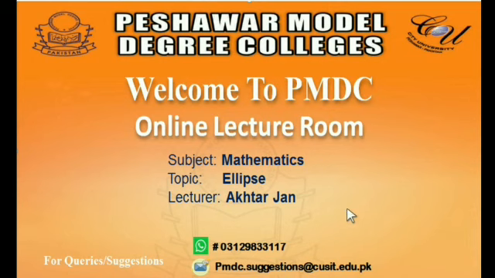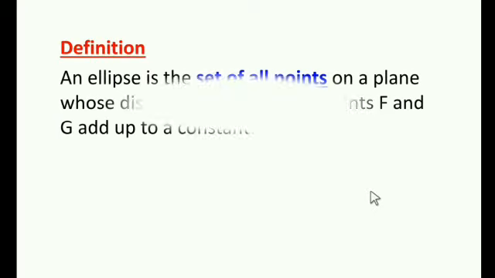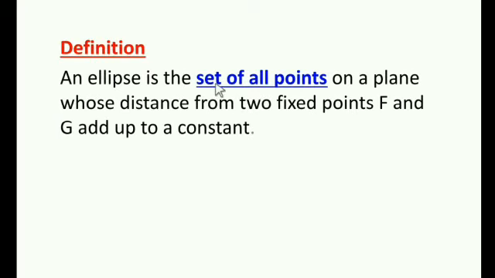Today we will discuss ellipse, which is of second year mathematics, chapter number 8. Ellipse. Definition: an ellipse is the set of all points on a plane whose distance from two fixed points F and G add up to a constant. What does it mean? Consider the given figure.